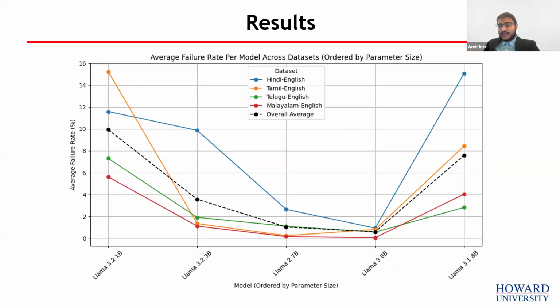Here we have a line plot demonstrating the average failure rate per model across datasets ordered by parameter size. Larger models such as those from the Llama 2 family and Llama 3 family generally exhibit reduced failure rates, reflecting their improved ability to handle diverse and complex tasks. However, there was an unexpected spike in failure rate for our Llama 3.1 8 billion model. Despite having a high parameter count, this anomaly suggests that while the model excels in some areas, it may be less effective in handling certain multilingual tasks, potentially due to overfitting or even suboptimal fine-tuning for languages beyond those it was primarily trained on.